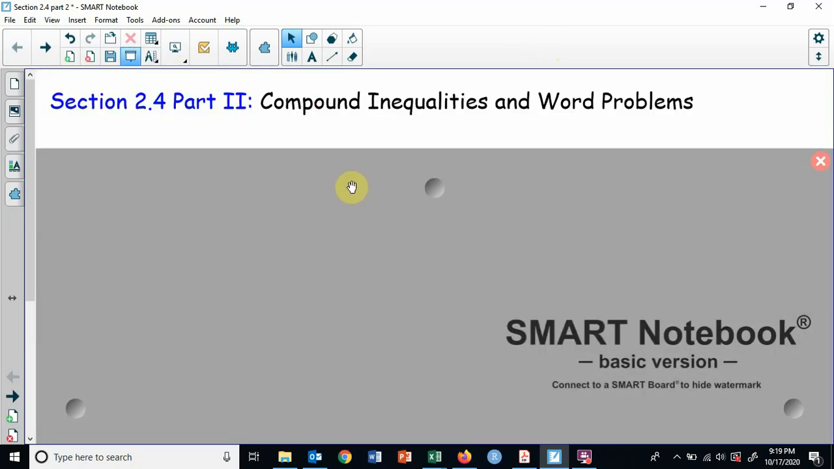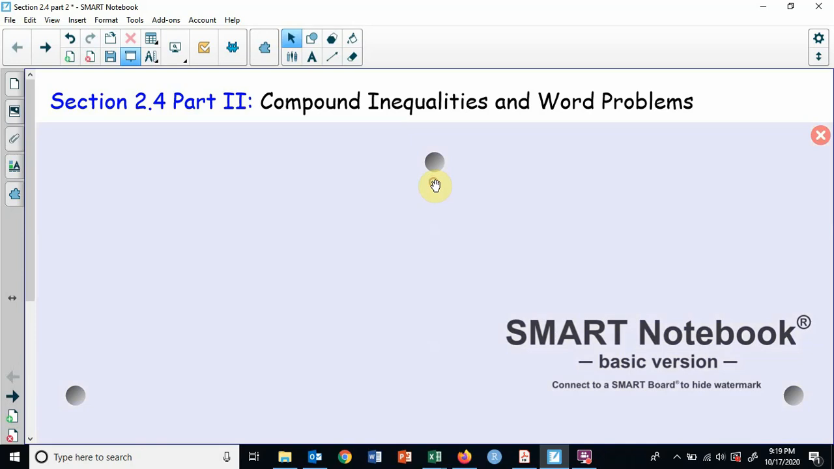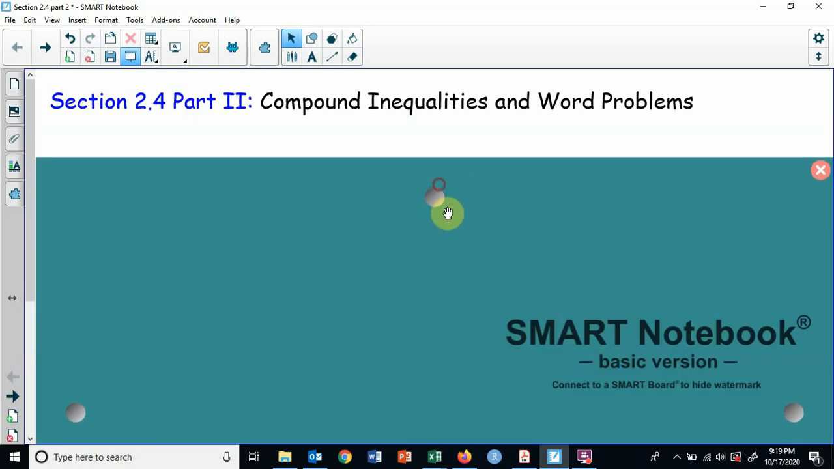And so what we're going to look at today is the second half of section 2.4. Last time we learned how to graph inequalities, we learned how to write interval notation, and we worked on solving inequalities. This time I want to introduce compound inequalities, and then we'll also look at some word problems. Okay? So not a hugely deep lesson here, but some interesting topics.